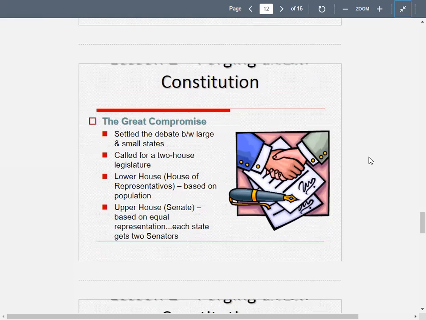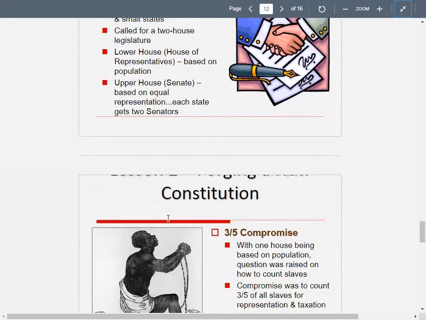So the House of Representatives, it's all based on how many people live in the state. We have a total right now of 435 representatives. And for the Senate, because we have 50 states, we have 50 senators, 2 senators from each state.